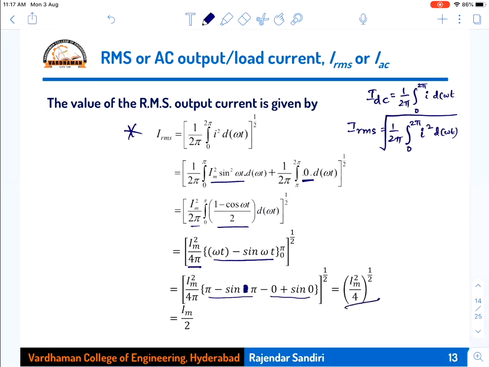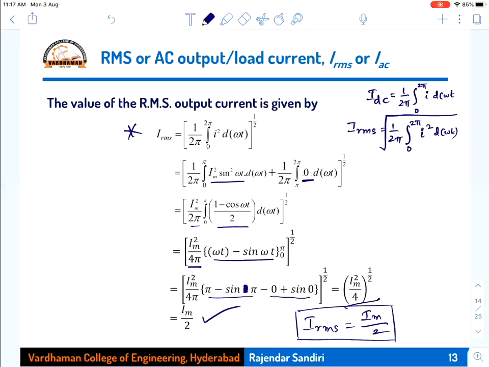Im square by 4 whole power of 1 by 2 will become Im by 2. So IRMS is equal to Im by 2. Very, very important formula. For a half wave rectifier, IRMS is equal to Im by 2. We just need to know what I is from 0 to pi and from pi to 2 pi. Then just substitute that value, integrate, and substitute the upper and lower limits, and simply you will get IRMS equal to Im by 2. That is a very, very important formula.